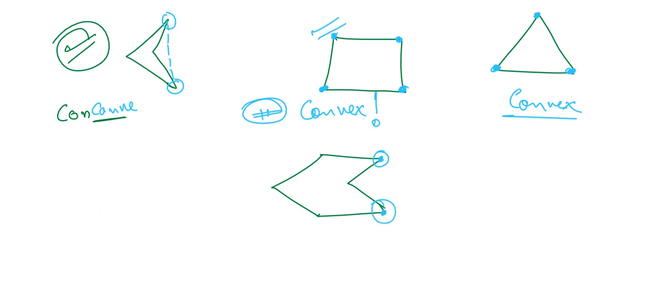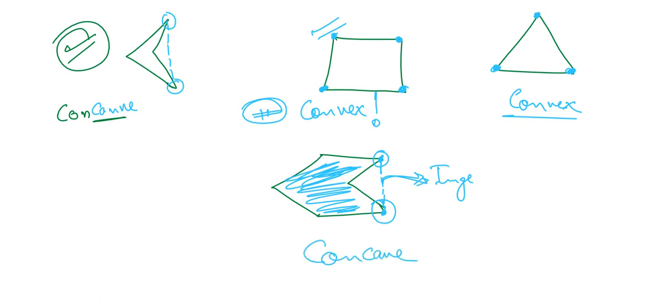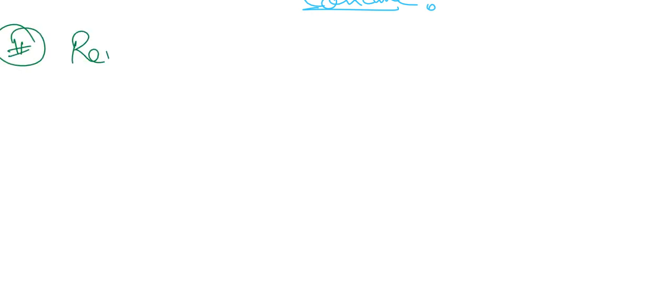If I join these 2 vertices, I would get an imaginary line which is lying outside of my region. So this is my complete inside region, and the imaginary line lies outside of it, so it would be concave. Seems clear? Okay, so let us now move our discussion. Let us discuss what regular polygons are and what are not.